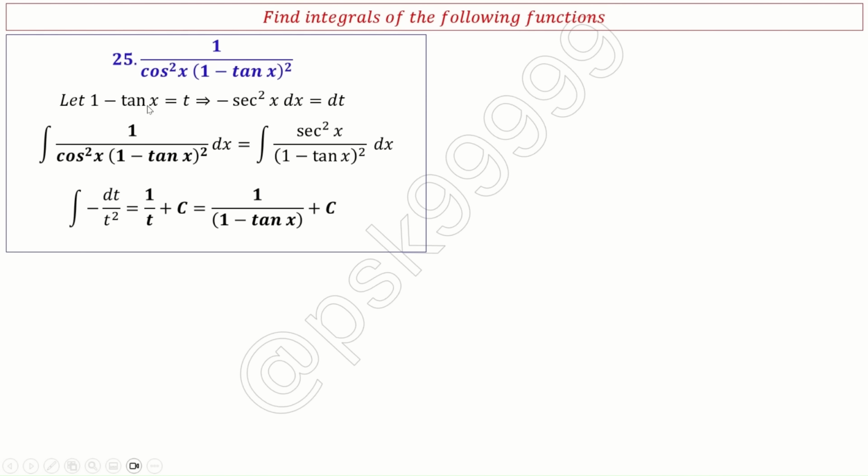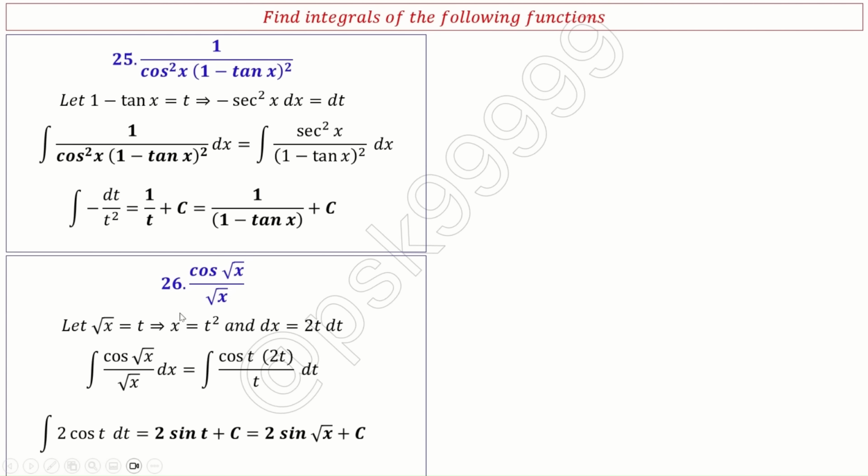So take 1 minus tan x as t, then minus sec square x dx is dt. So my integration has become integration of minus dt by t square, that is 1 by t plus c, constant. So 1 by 1 minus tan x plus constant.